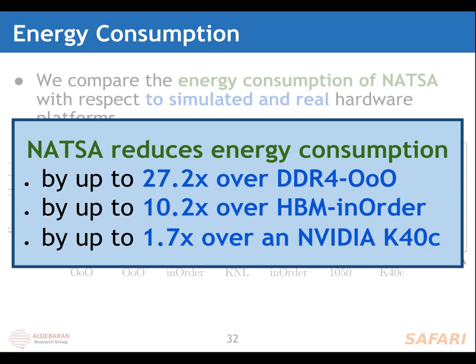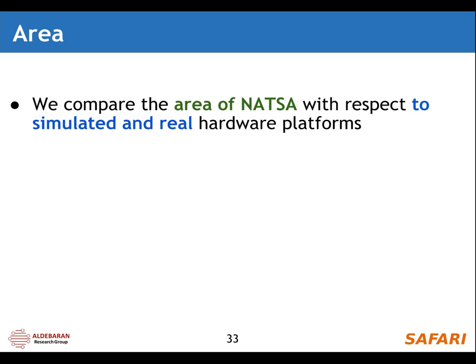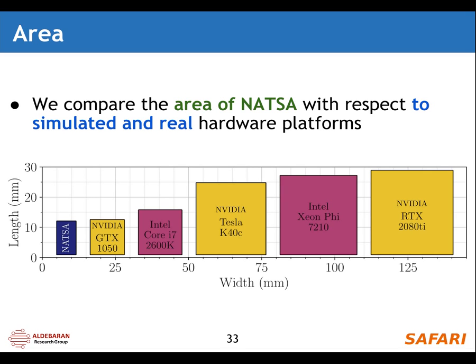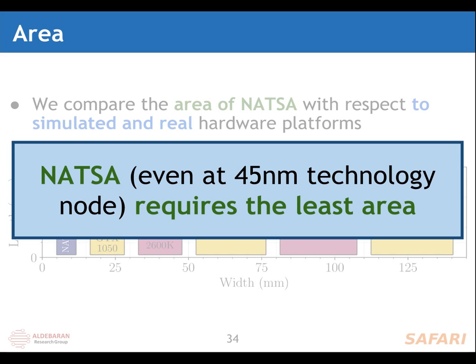We observe that NATSA reduces energy consumption by up to 27.2 times over DDR4 out of order, by up to 10.2 times over HBM in order, and by up to 1.7 times over an NVIDIA K40C. Finally, we compare the area of NATSA with respect to the simulated and real hardware platforms. We observe that NATSA is the one that requires less area. NATSA, even at 45 nanometer technology node, requires the least area.